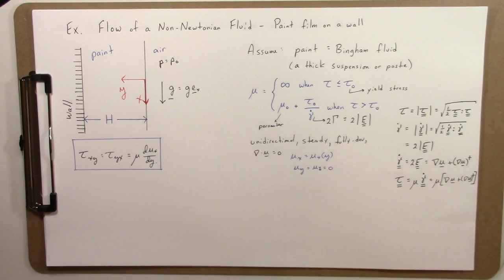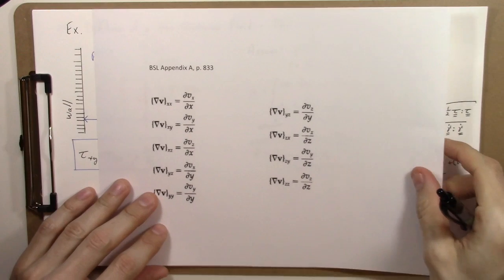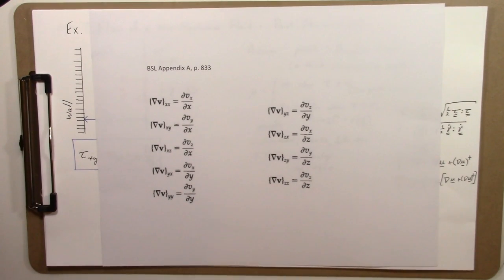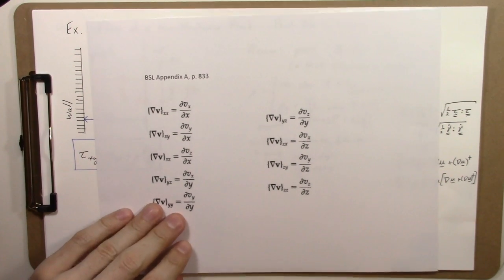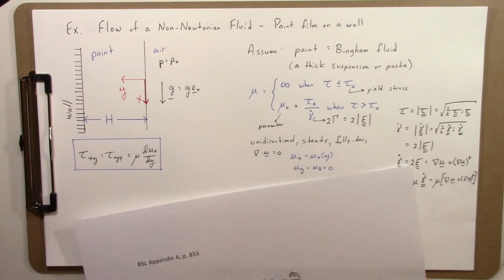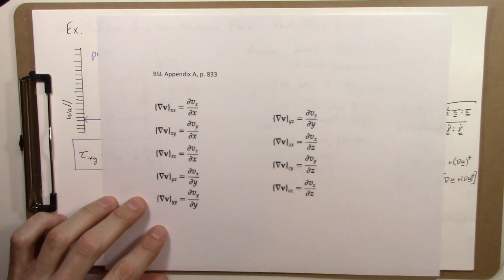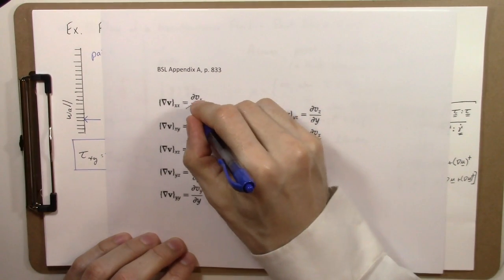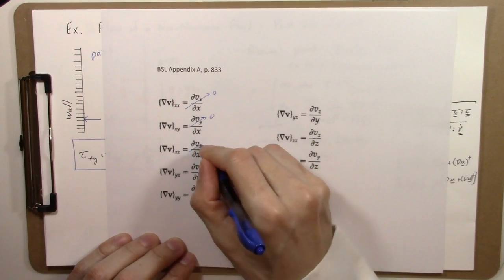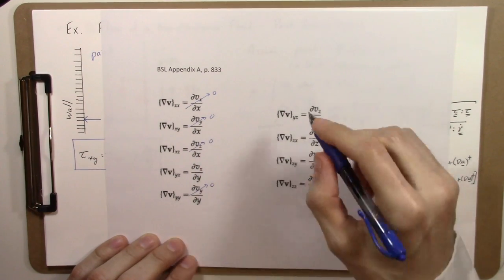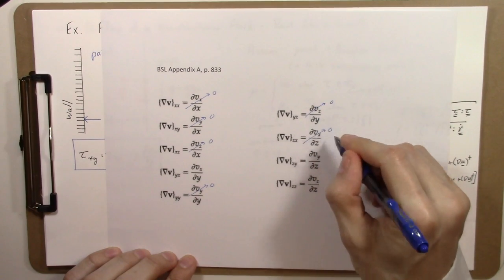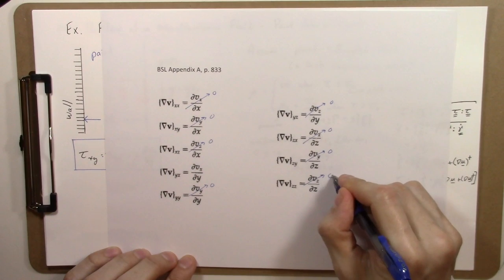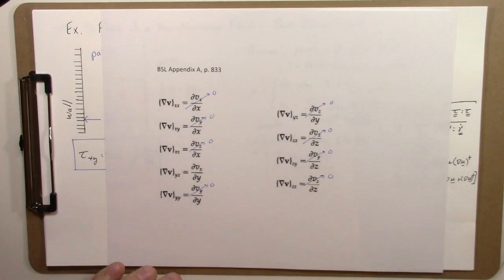Then we can also examine the velocity gradient tensor in table A7-1. This is page 833 of Bird, Stewart, and Lightfoot. And we want to look at the components of the velocity gradient tensor that are non-zero. So once again, ux depends only on y. So every term here that doesn't depend on y, we can eliminate. Ux doesn't depend on x. Uy is 0. Uz is 0. Ux does not depend on z. Uy is 0. Uz is 0.